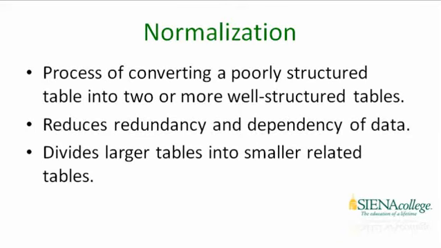Normalization reduces the redundancy and dependency of data, and in a few minutes we'll talk about what dependency of data really means. Normalization proceeds by dividing larger tables into smaller related tables. Now, the reason we do this is that data integrity problems appear when data are duplicated. A table with data integrity problems will produce incorrect results and inconsistent information.